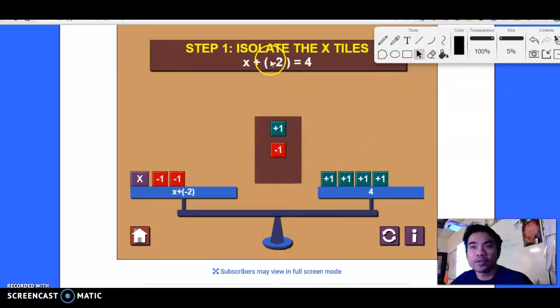Now, how do I get rid of negative 2? Same thing again. What is the opposite of subtraction? Addition. So you're going to add 2 on both sides. Whatever you do on the left, you have to do to the right. Now, negative 2 plus 2 is 0. So you should get X equals, what is 4 plus 2? 4 plus 2 equals 6. Let's see if we're correct. So using the model here, I'm going to add 2 on both sides.